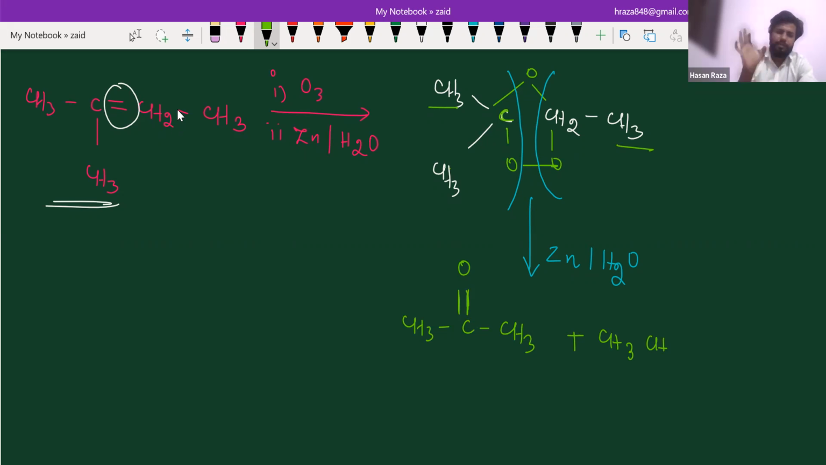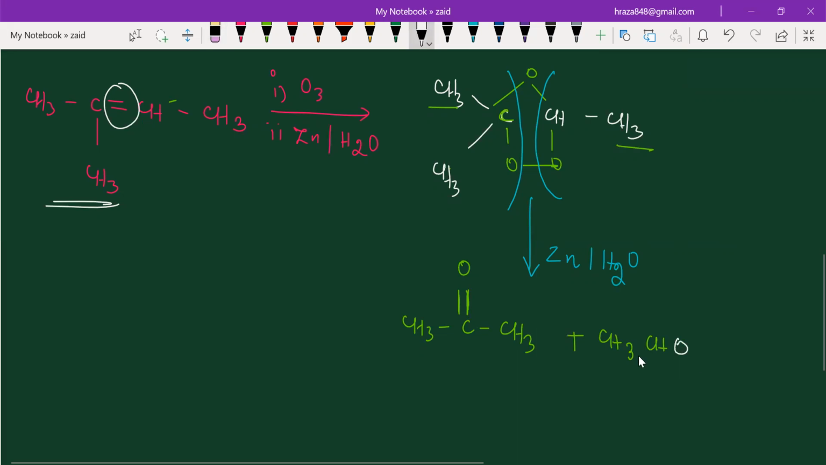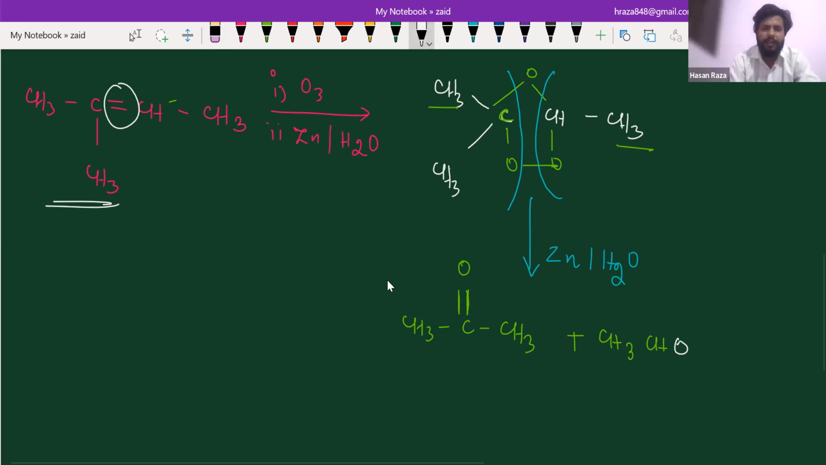Oh, there is a slight mistake. The mistake is that this carbon is making 5 bonds. That is not possible. I have to remove one of the hydrogens from here. Are you getting my point? Yes, sir. So it will be CH3, CH. That was by mistake. Sorry.